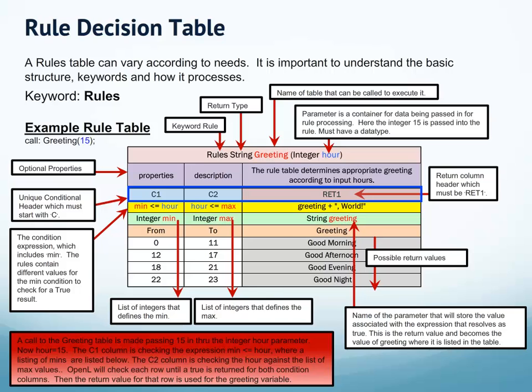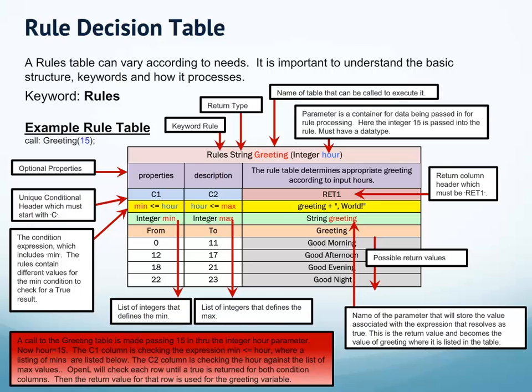Then you can have a return value column, but you need to use the syntax RET1. That's standing for your return value, the first return value. You could have multiple return columns and name them RET2 and RET3 and so forth, but it's important to understand, though, only the first non-blank value will be returned as a result, and not all of them from the executed rule row.